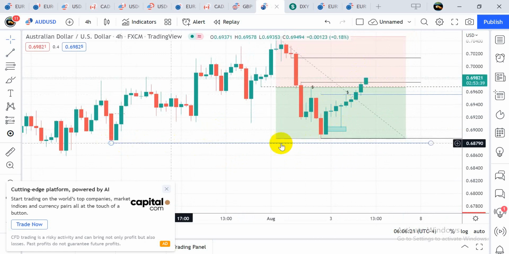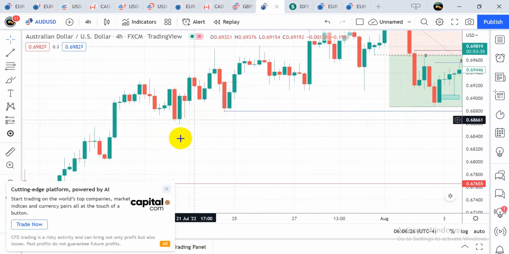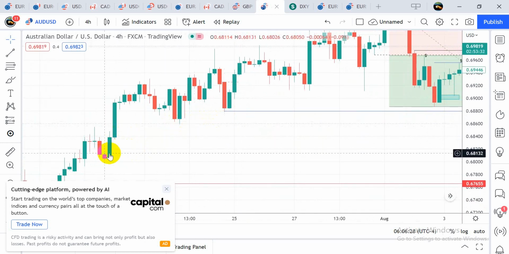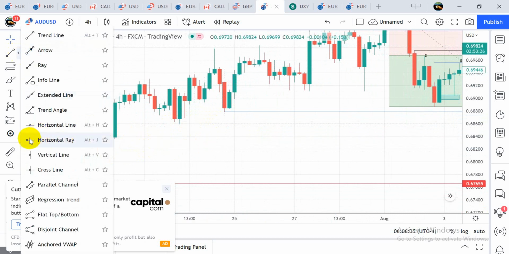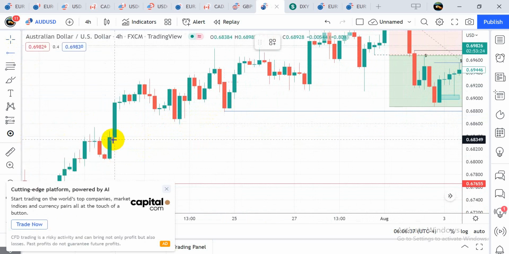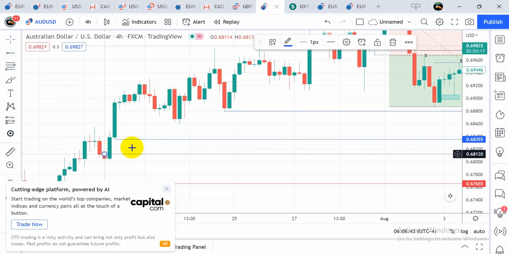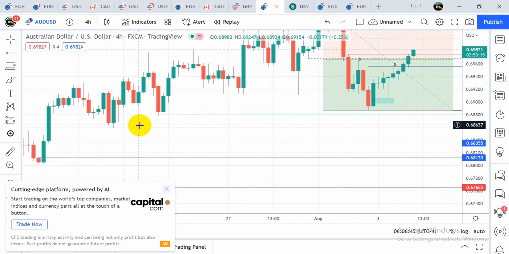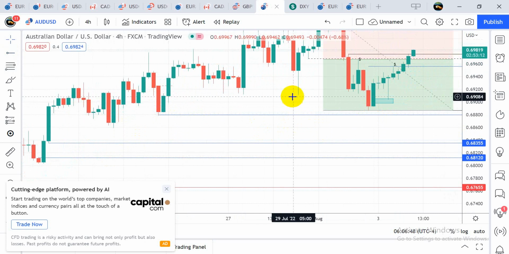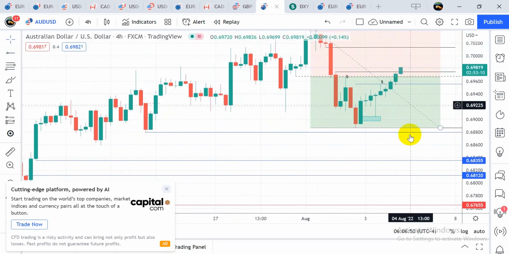You can see relative equal lows right here. You can see our imbalance here. So I expect price to really gravitate into this level as well. This is the level I'm actually waiting for price to gravitate towards, into this fair value gap ultimately. You can see the relative equal lows. So I expect all those to be my sell side target as price starts going down.